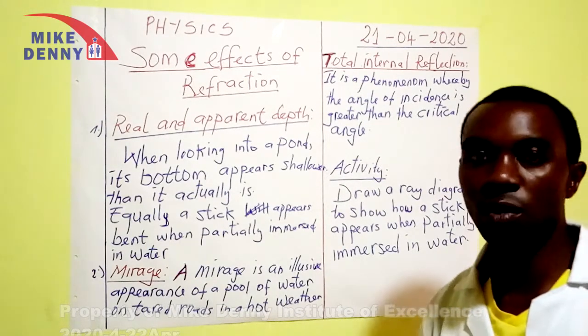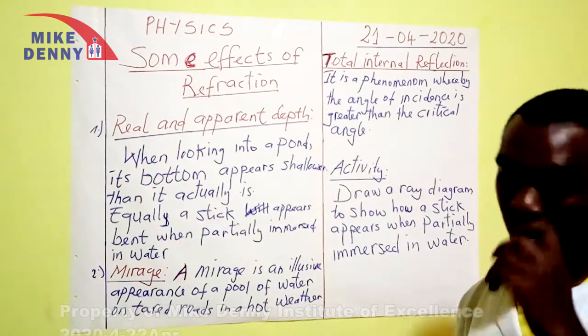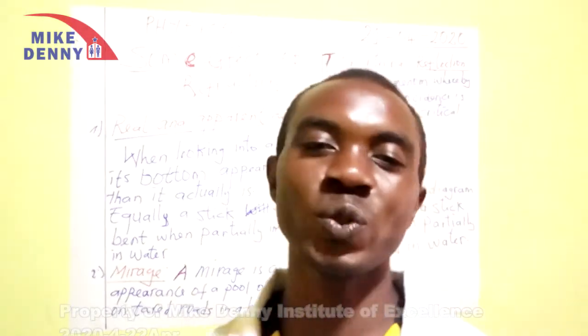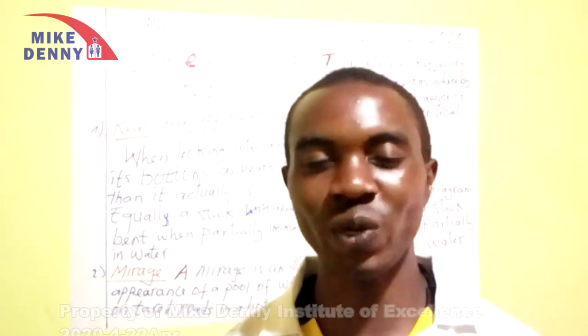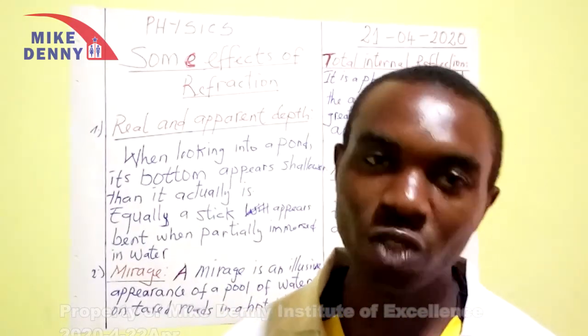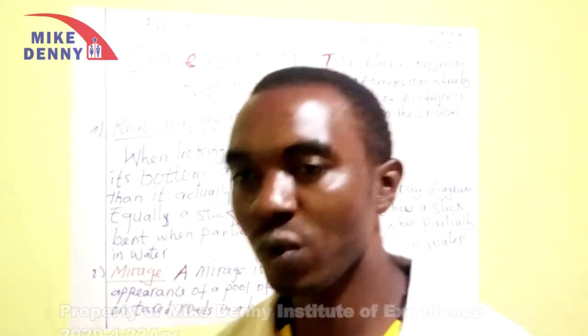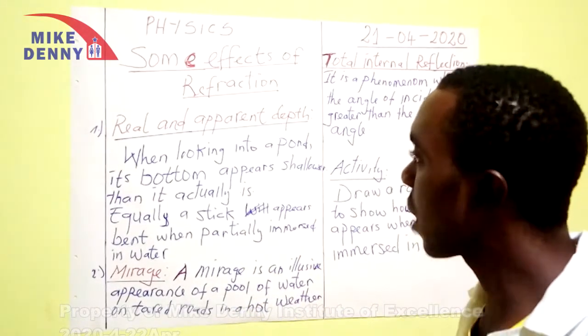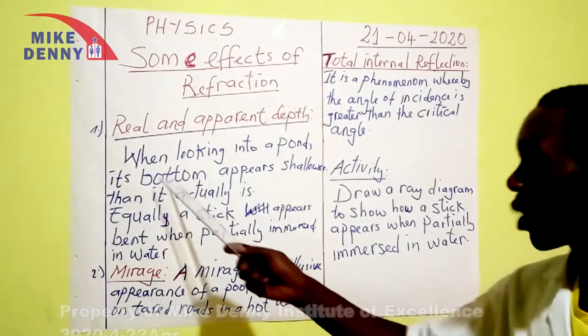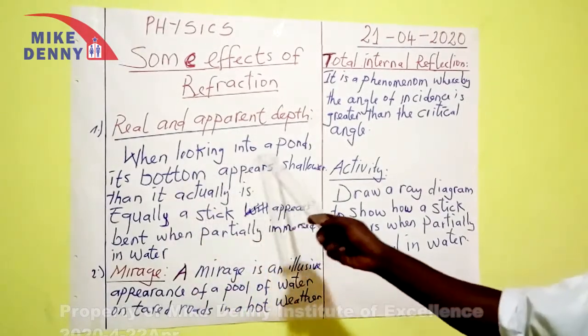That is why in most cases, it's not advisable to go to a swimming pool and just dive into the swimming pool without knowing, because you are not even a physics student. But today you are going to know it, and you should be able to apply what we are going to learn today. Therefore, when you talk about real depth and apparent depth, we look at the bottom, we're looking into a pool.